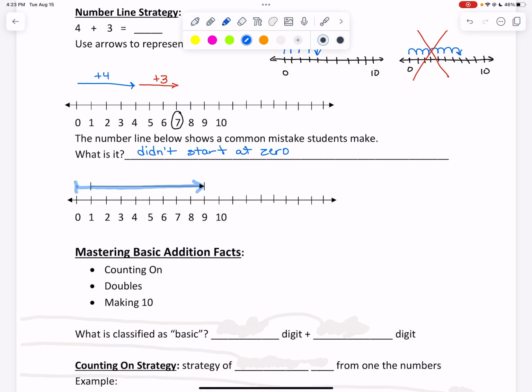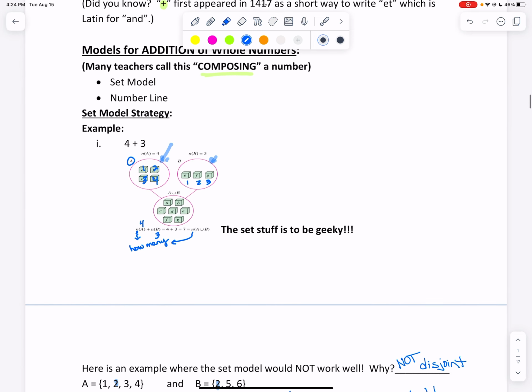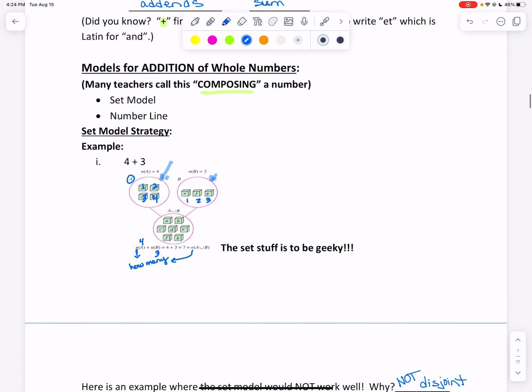So when we are making those arrows, our number line started at 0, but when we started counting, we did not start the arrow at 0. And that is a very common mistake for students because they start counting at 1. They don't start counting at 0. But I want to make sure that you don't make that mistake on your test and your students don't make that mistake on their test. Okay. So that's our two set model strategies, two models for addition.